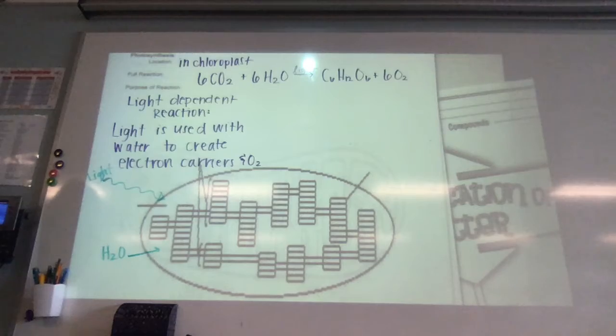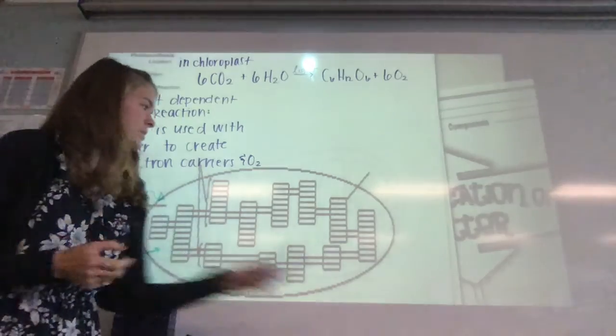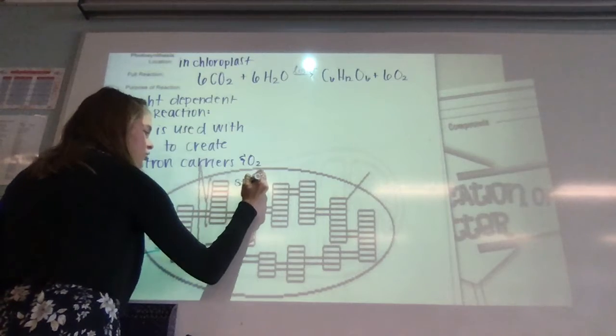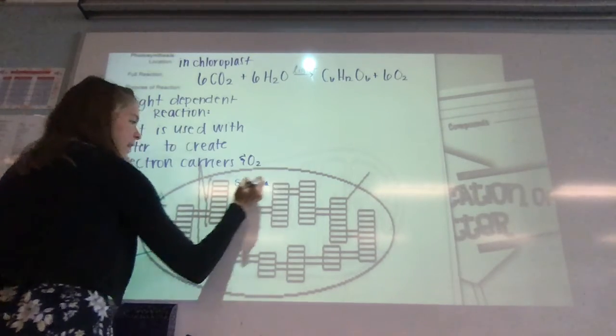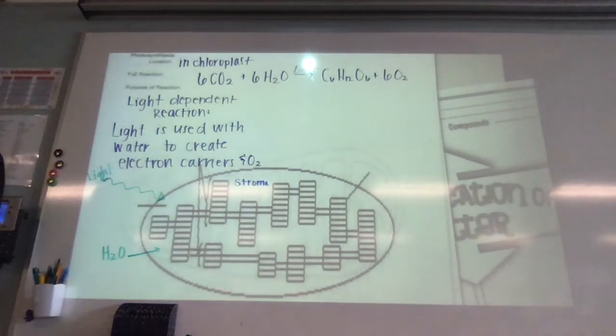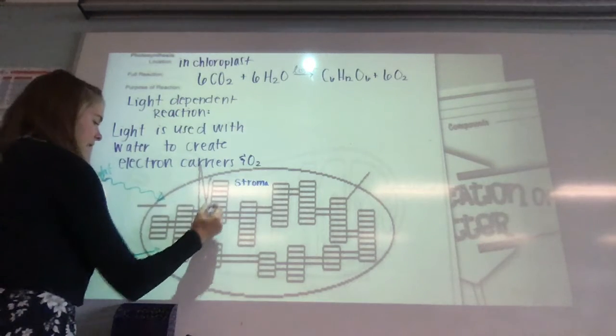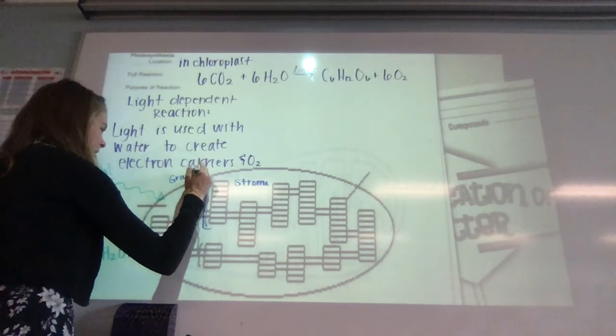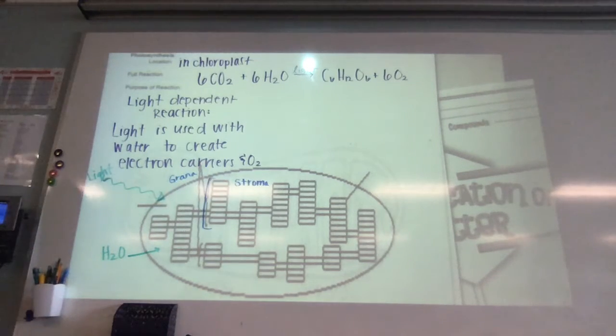Some other labeled things: this excess area is what's called the stroma, where everything is just floating around. And these little stacks are called grana, which is where photosynthesis is happening.